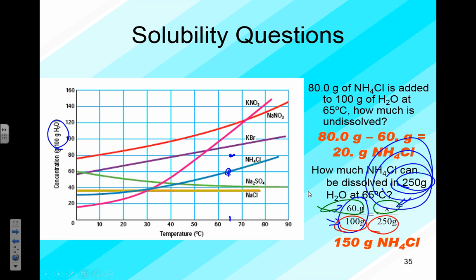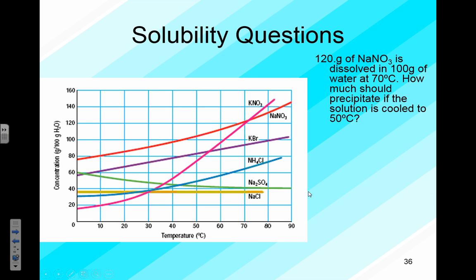And remember, it could be anything. It could be 62.5 grams of water or whatever. It didn't have to be 250. But the proportionality is still going to be the same. So if 60 dissolves in 100, we could find out how much could dissolve in any amount of water just by doing the algebra.